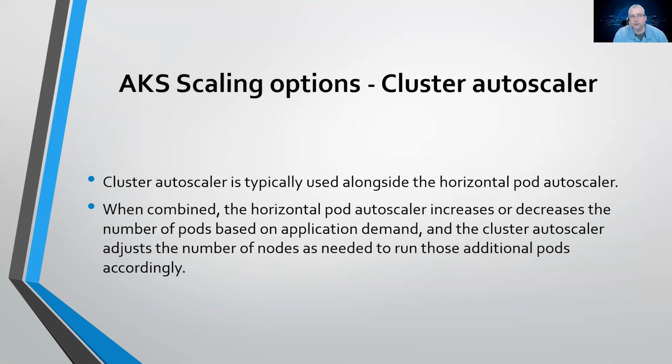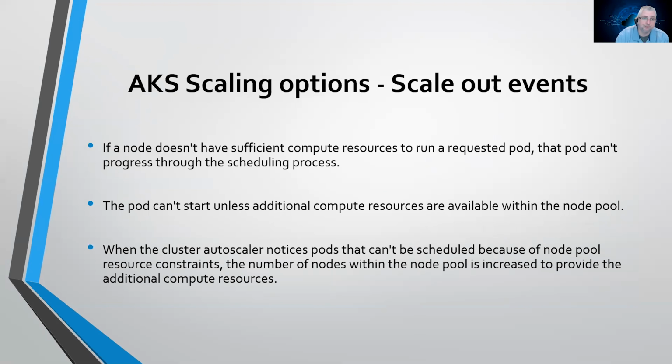Now, the cluster autoscaler is typically used with the horizontal autoscaler, because it allows them to work together. For scale out events, it determines that the node does not have sufficient compute resources to run a requested pod. The pod can't progress through the scheduling process. Remember that scheduler in the control plane? Well, if there's not enough resources, then that gets stuck.